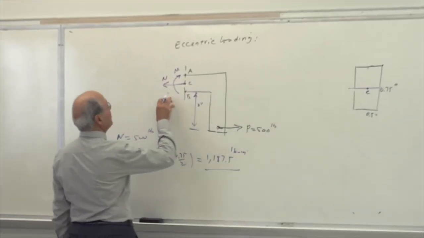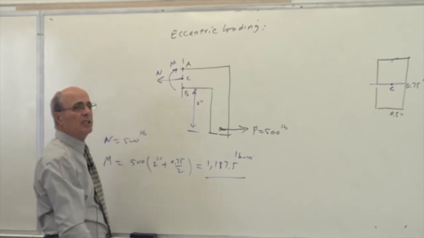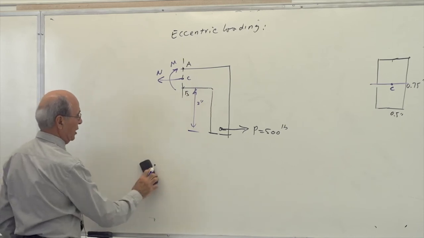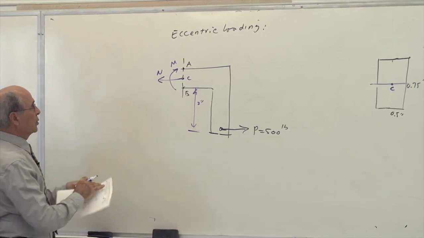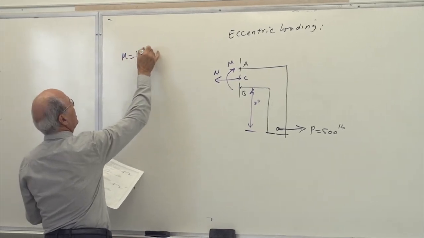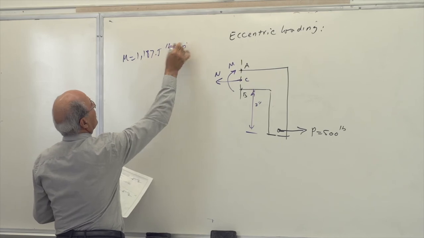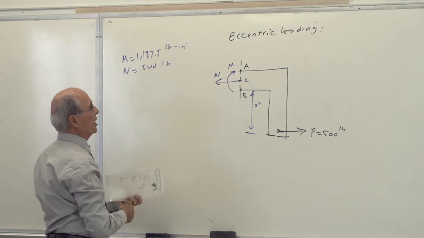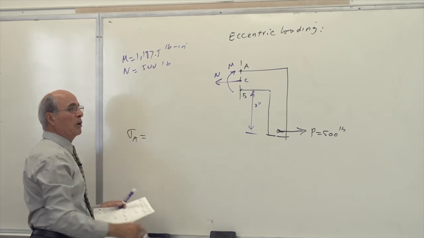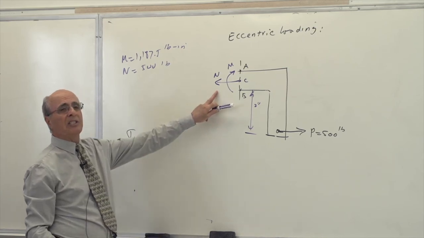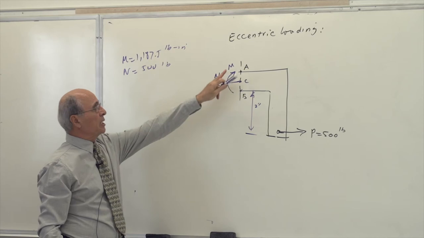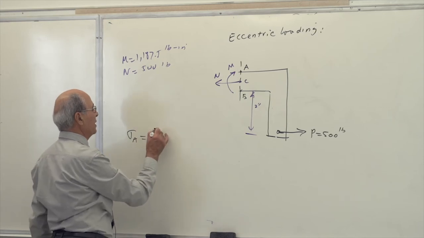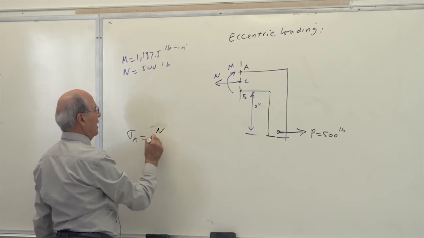Now I have this much moment, which is chapter 4. I have this much force, which is chapter 1. Again, now for point A, what do you think? Well, I'm going to erase that and do all the calculation underneath here, so let's say M was equal to 1,187.5, and N. So here it is, sigma A. Can you see it, or should I give more explanation? Sigma A due to this, is it tension or compression? Forget about M. Look at this one. This is chapter one. Due to this, it is purely tension. Yes or no? So it is N over A, correct?